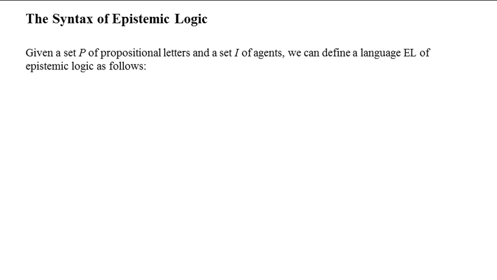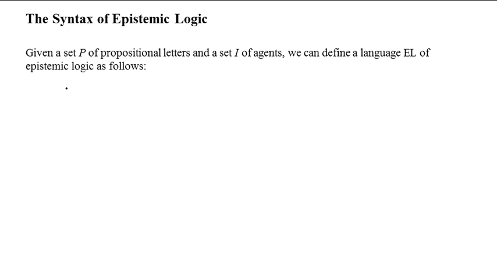Now let's begin working with the formal syntax of epistemic logic. The beginning here is that we need to start with a set P of propositional letters and also a set I of agents, and then we can define the basic language EL. We're going to work with different languages, so it will be useful to have different names. So EL refers to epistemic logic, and here's how we can define it.